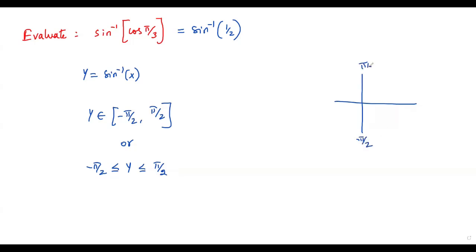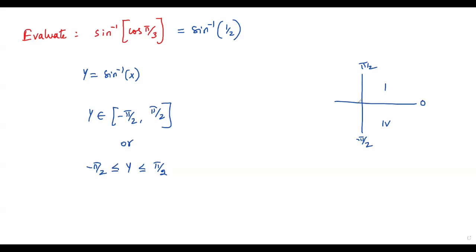Here we have positive pi over 2. Here we have 0. And we know that in the fourth quadrant sine is negative. This is the first quadrant, where sine is positive. So here do we have a positive value or a negative value? We have a positive value, that is 1/2. So since it's a positive value, the angle measure we get for this sine inverse of 1 over 2 must be in the first quadrant.